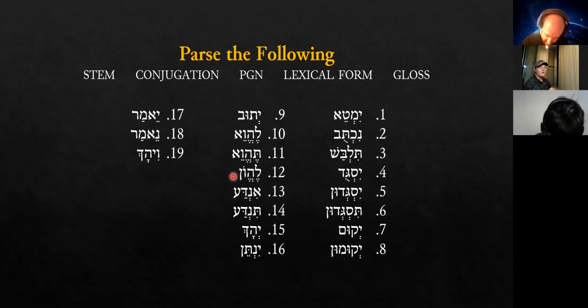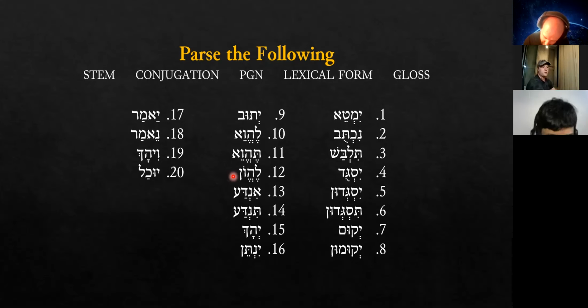Number 19 is Vihach. It's Yahach with a vav conjunction. So it's exactly this: the stem peal imperfect third masculine singular from halach, hey lamed kaf, meaning he will go, but it has the conjunction, and he will go.